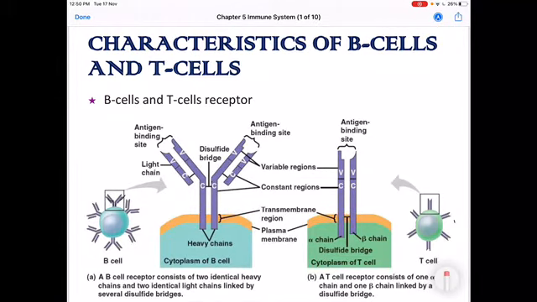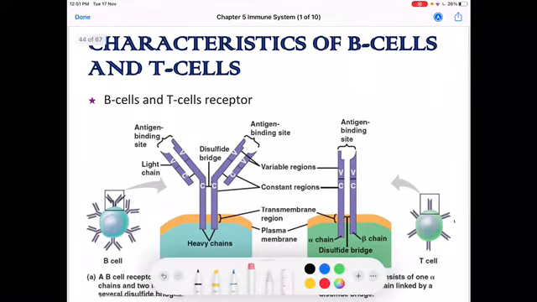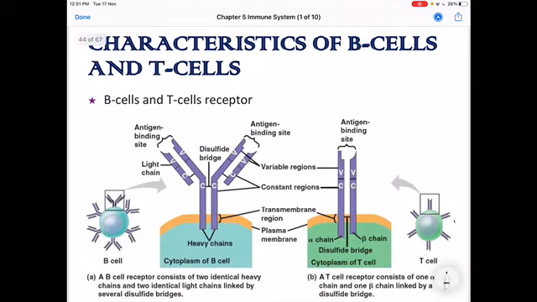B cell they have a heavy chain, two heavy chain, and then they have two light chain. So this is the heavy chain of B cell, and then this is the light chain of the B cell, and both of the chain are linked by the disulfide bridge here. So this is the antigen binding site. So bentuk antigen binding site ni kita panggil epitopes.